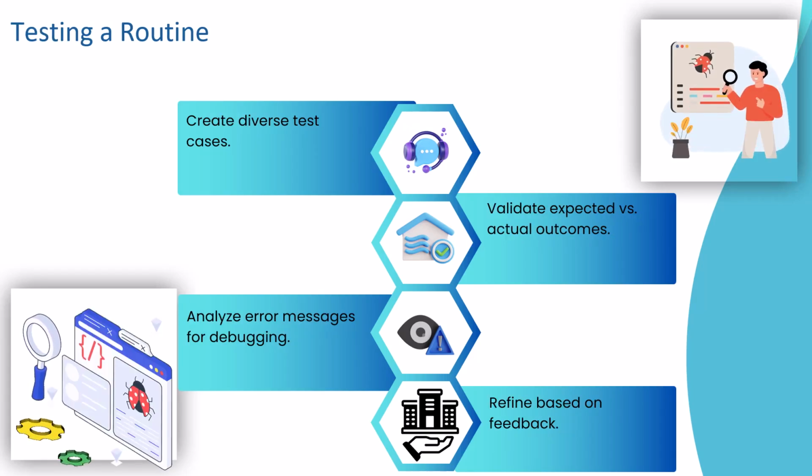Testing routines is like being a detective. Spot the errors before they ruin everything. First, build different test cases to challenge your routine. Then compare expected results with actual ones, just like checking if your GPS is leading you to the right place. Error messages. Decode them, they are clues, not annoyances. And finally, refine based on feedback, because iteration is the secret to perfection.